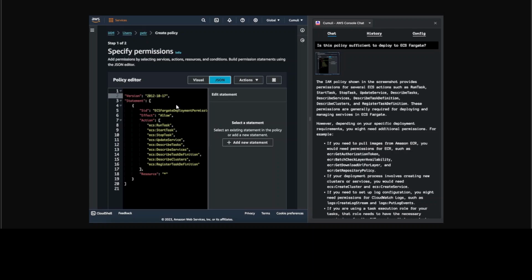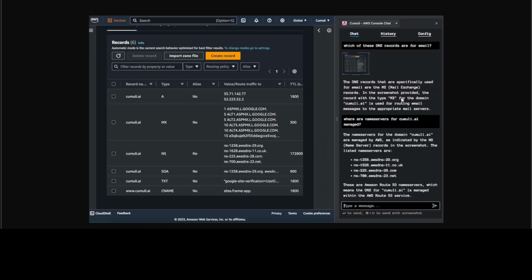So for example, on the right hand side you can see that Cumuli AWS console chat is enabled, and you can talk about the page on the left, and it is going to show you the chat, your history, and also the config. Similarly, another example where we are talking about AWS services, and this seems like a Route 53 page to me on the left hand side, where there are different sorts of records. And on the right hand side you can see the name servers for Cumuli.ai managed, and this is quite handy actually, that it is giving you the name server entries here.